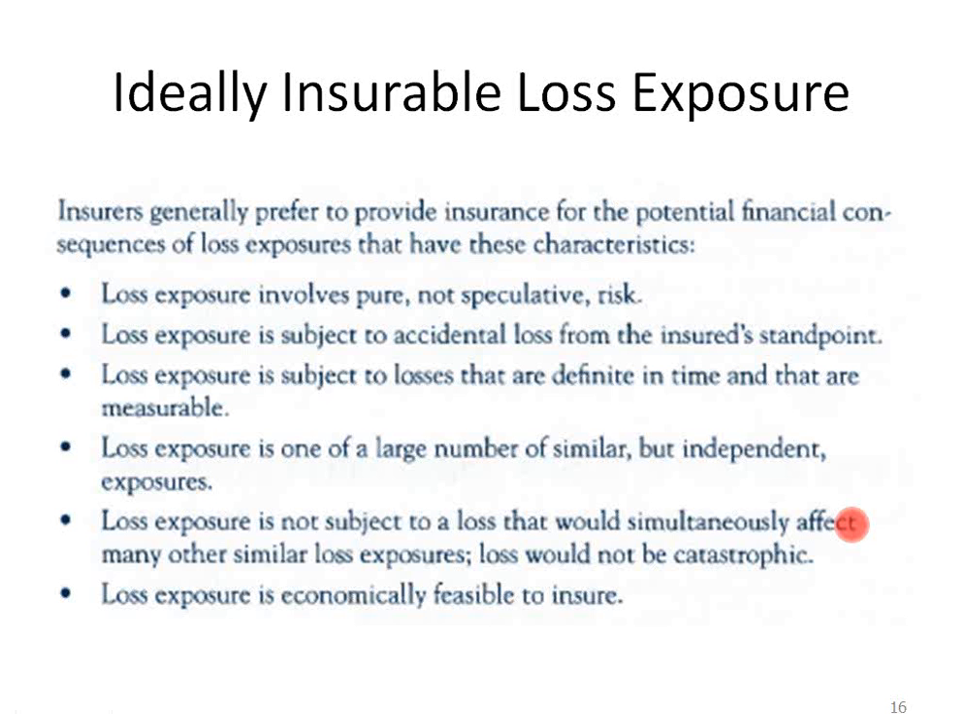Again, from a homeowner's insurance standpoint, it's a large number, and things aren't correlated or tied together. We want these things to be separated. So auto accidents occur all over the place in the state, but there's no relationship. Each one's independent. It's not a chain reaction that's causing them. Loss exposure is not subject to a loss that would simultaneously affect many other similar loss exposures. Loss would not be catastrophic.